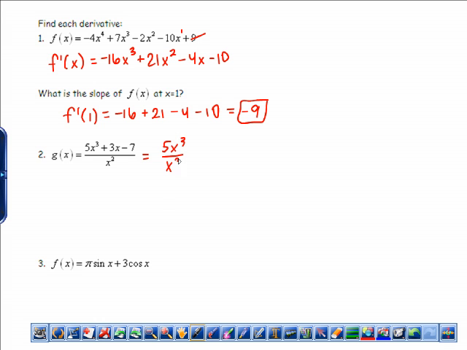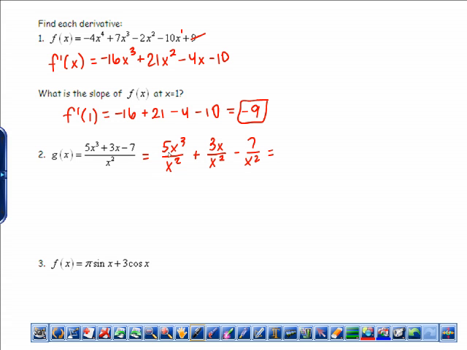Now you can do this with the denominator. When your denominator is just one term, you can split it up this way. If the denominator had been anything other than one term, I would not have been able to do this.